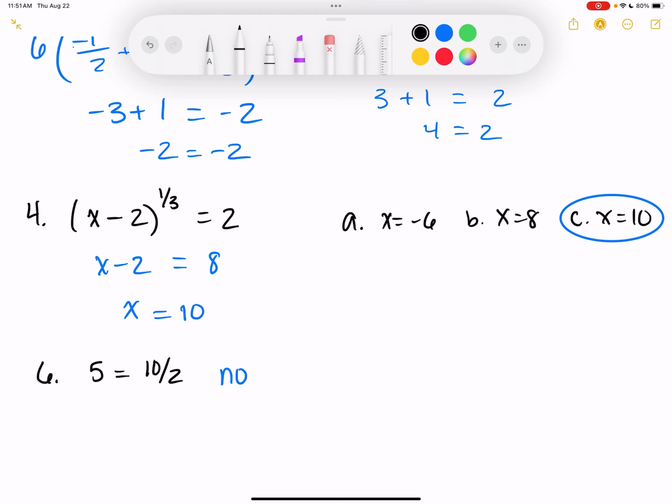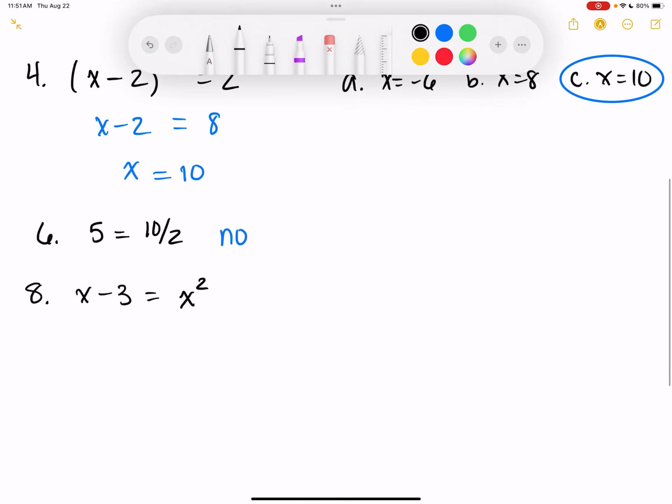What if I had this one? x minus 3 equals x squared. What does this graph?